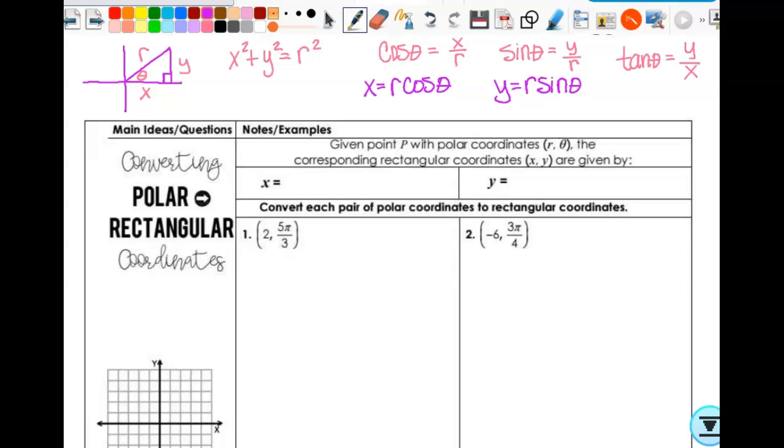It's on purpose. So given point P with polar coordinates r theta, so we know that's how polar coordinates work, the corresponding rectangular coordinates x, y are given by, well, this is where your x comes from. So x equals r cosine theta, y equals r sine theta. Okay. So we're going to convert each pair of polar coordinates to rectangular coordinates. So this first one here, this is in the form of r theta. Okay, we're going to change it to the form of xy.